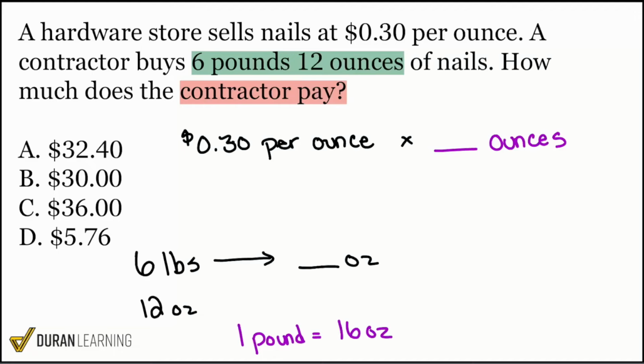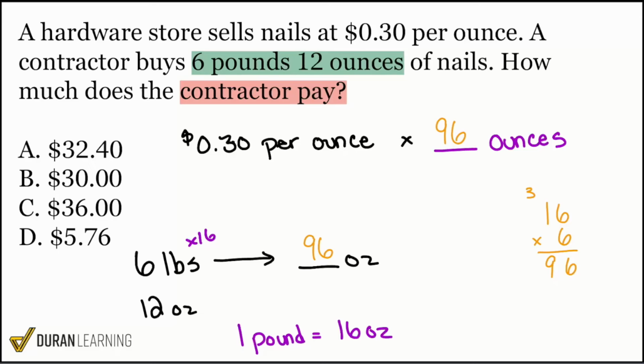So let's go ahead and do 6 multiplied by 16. Let's write that out here on the side. 16 multiplied by 6, that's 36. Carry the 3. 1 times 6 is 6. Carry the 3 is 9. So we have 96 ounces that we will be multiplying by.